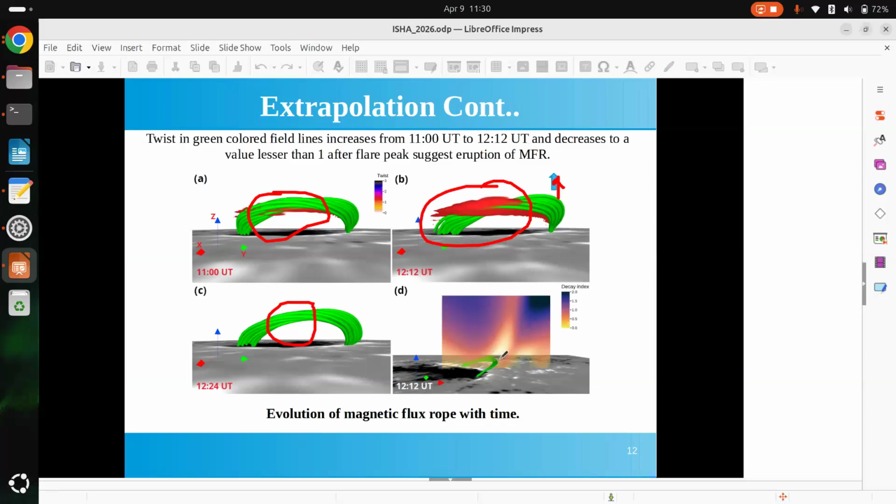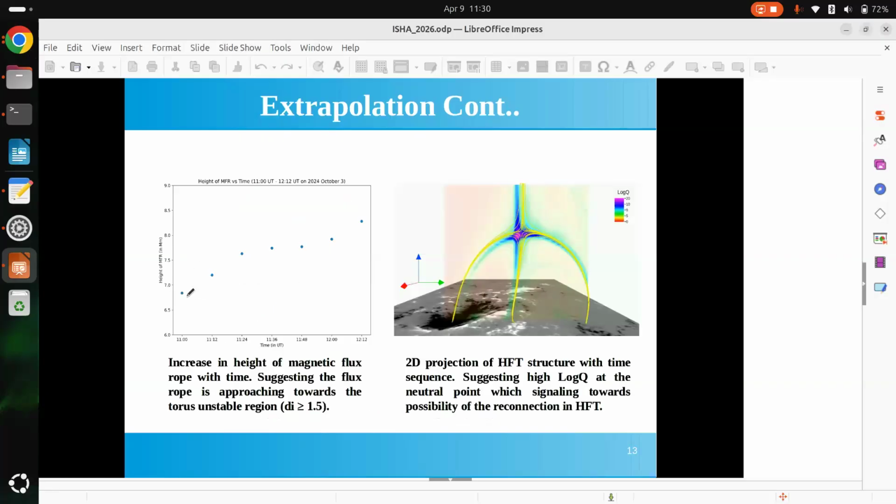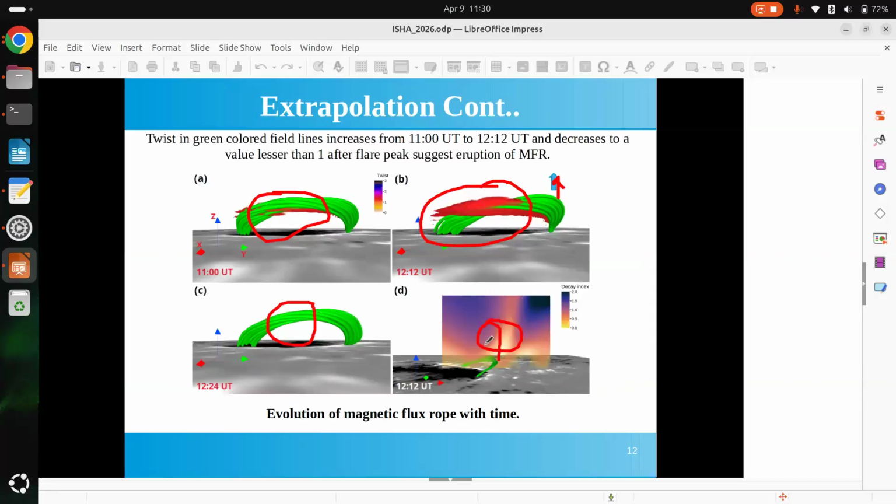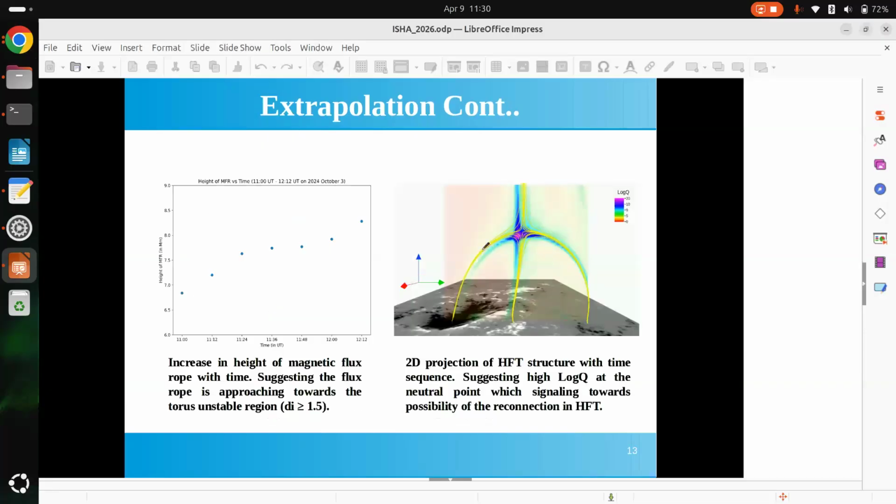In order to investigate the suitable condition for eruption, we plotted the decay index, and we find the region above the flux loop is torus unstable because it has a decay index value of 1.5. We also plotted the height of the flux loop with time, and found the height of the flux loop is increasing with time. Also in this slide, you will see above the flux loop a torus unstable region that helps the flux loop to erupt.